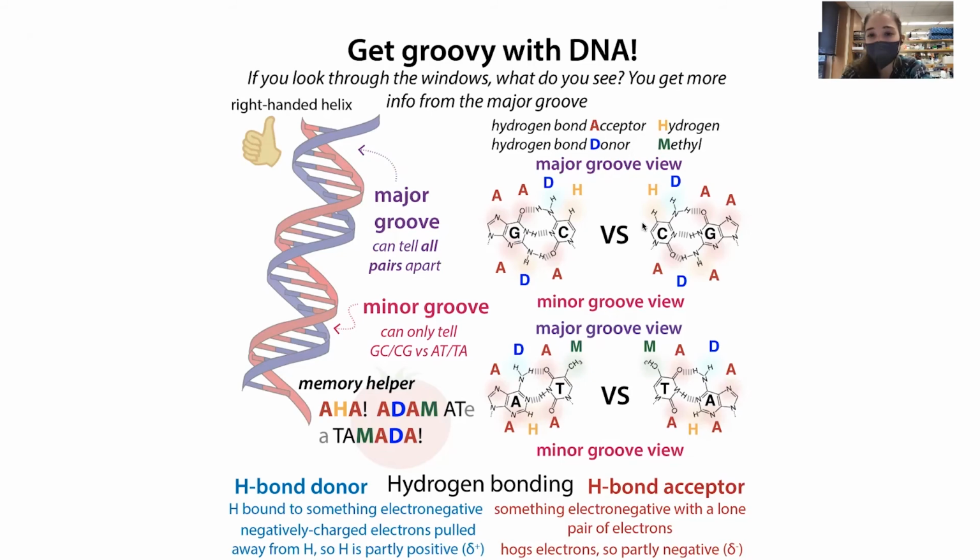So I don't have a memory helper for this one, but I came up with this memory helper for AT versus TA in undergrad. So basically, "atom H automata." So AHA, you're going to see with either A or T. "Atom" is AT, so when you have an AT, you're going to see ADAM. "Automata": when you have a TA, you're going to see MADA. So that's just my weird little memory helper if that helps you.